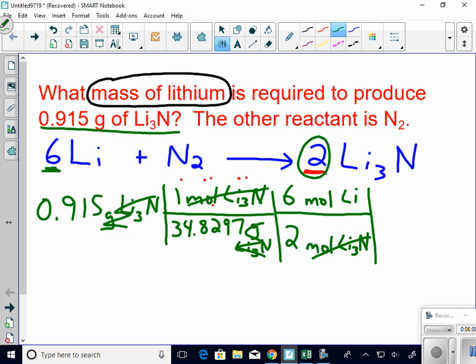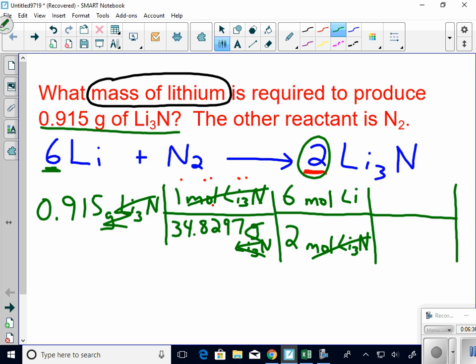Now, my final part, I'm not done yet. I don't want moles of lithium, which I have right now. I want mass. I want grams of lithium. So I'm going to add another conversion box. What am I going to put on the bottom? Okay? This is just, once again, a flux capacitor back to mass.